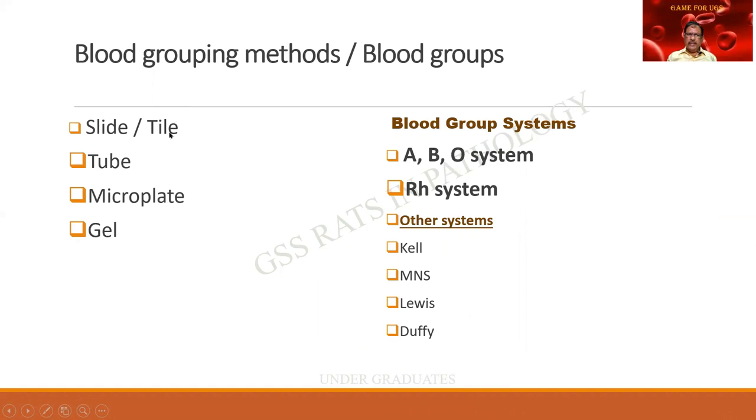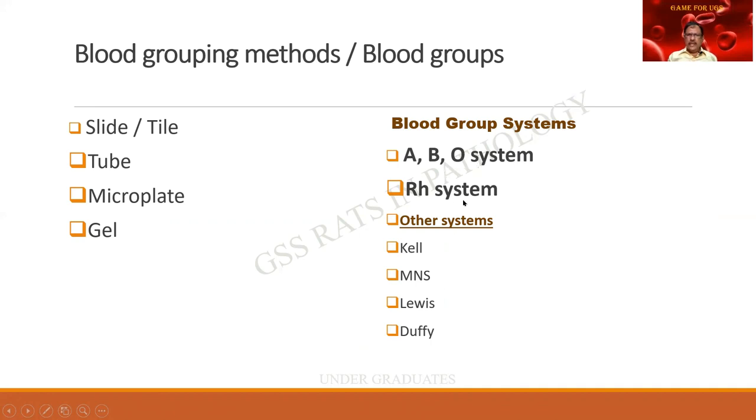In the examination, we will be given the tile. Tube method, microplate method, gel method, and there is another method called the solid method. So these are the various methods of grouping the blood, whereas there are different types of blood groups. As explained earlier, ABO group is one and RH is one.